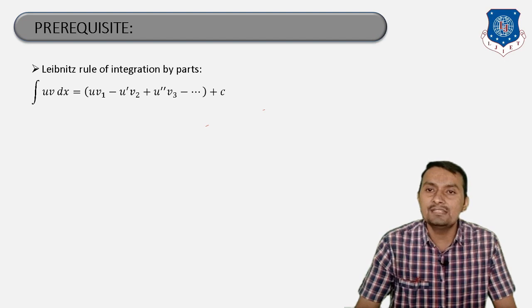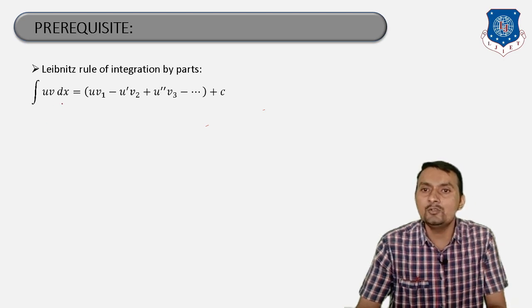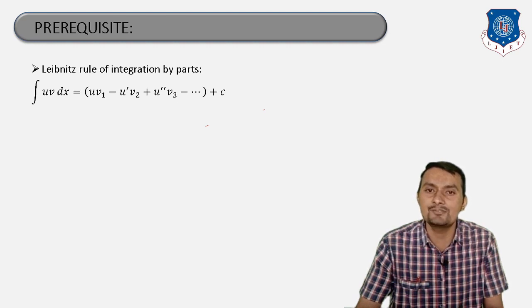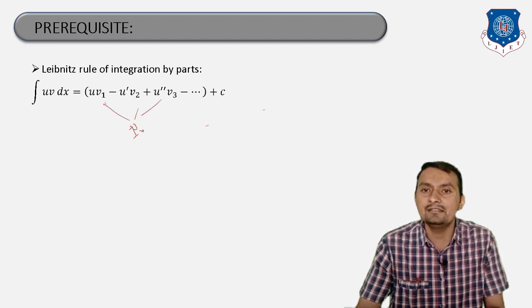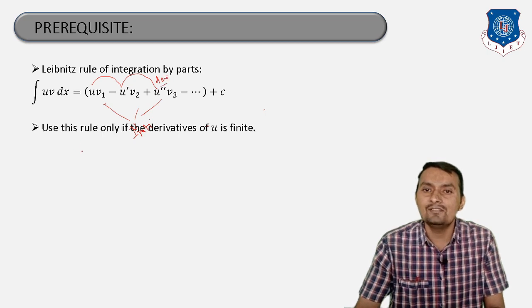Now let's have a look at the first basic formulas which we are going to use in this chapter. The first one is the Leibniz rule. So integration of uv dx can be written as u v1 minus u dash v2 plus u double dash v3 minus and so on. Here v1, v2, v3 are what exactly? Integrations. So this is the integration part, but u dash, u double dash are the derivative part.